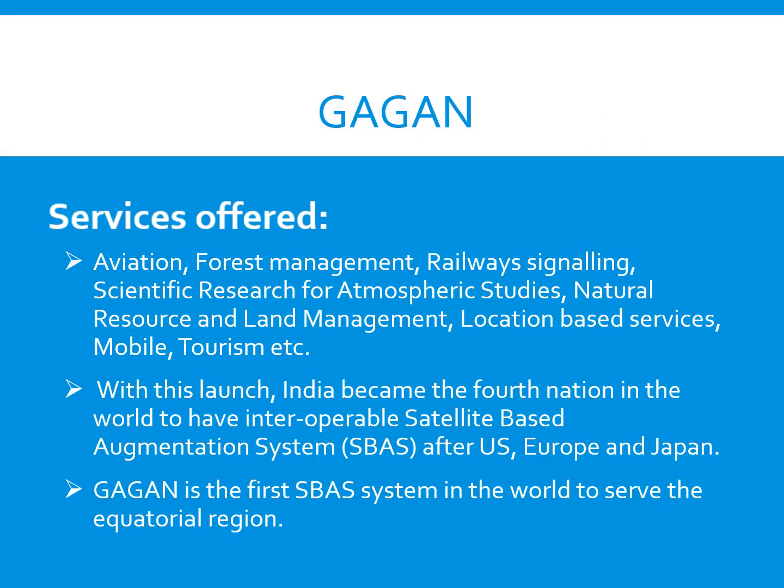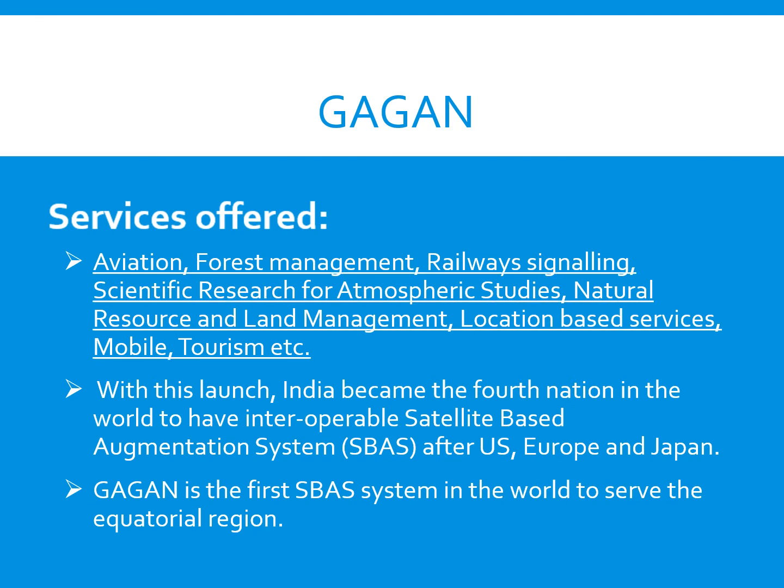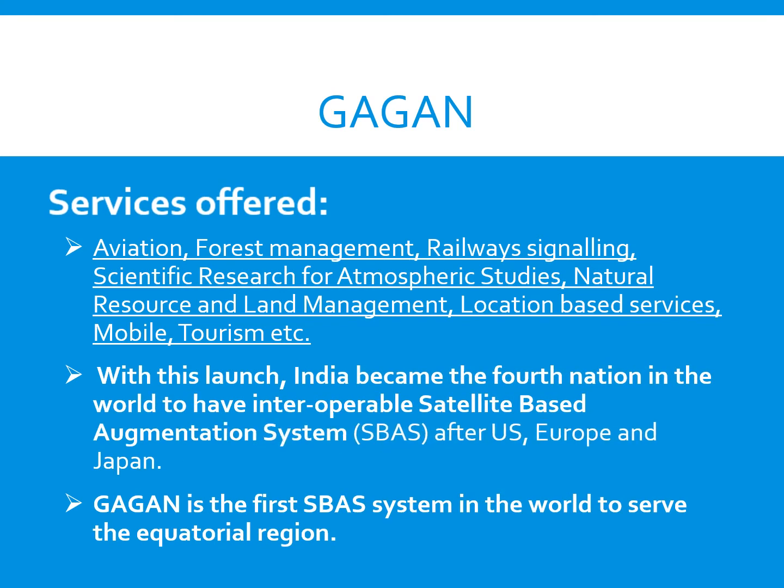Services offered by GAGAN: aviation, forest management, railways signaling, scientific research for atmospheric studies, natural resource and land management, location-based services, mobile, tourism, etc. With this launch, India became the fourth nation in the world to have an interoperable satellite-based augmentation system after US, Europe, and Japan. GAGAN is the first satellite-based augmentation system in the world to serve the equatorial region.